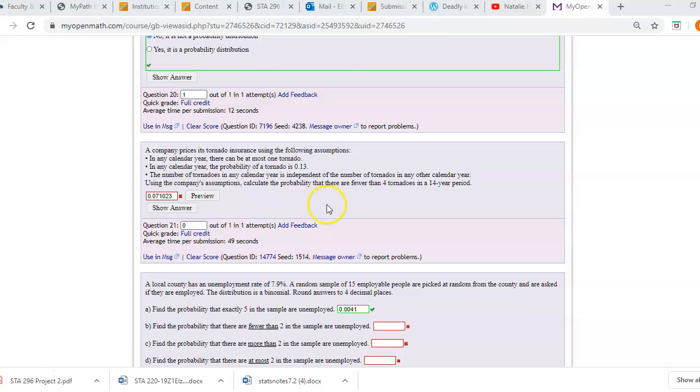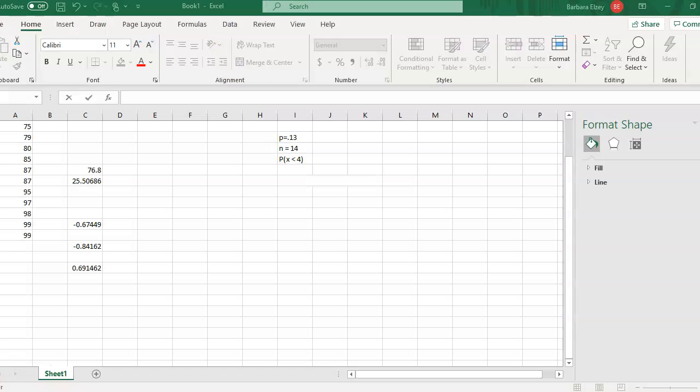All right, so this is our probability of having a tornado, 0.13. We're going to have 14 years, so that's the number of trials, and fewer than 4. So we want to find the probability of less than 4. All right, so let me go to Excel, and we're finding the probability that X is less than 4. We had 14 trials, and our probability is 0.13.